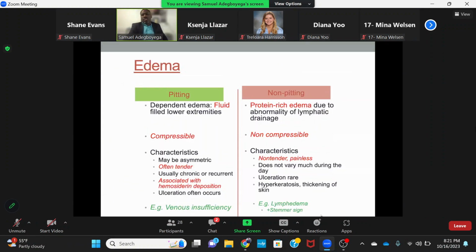Good. So lymphedema, okay, is one of the best examples of non-pitting edema, okay? And there are other things also that could lead to non-pitting edema. Does anybody know?